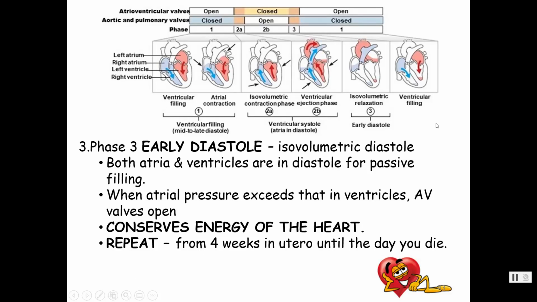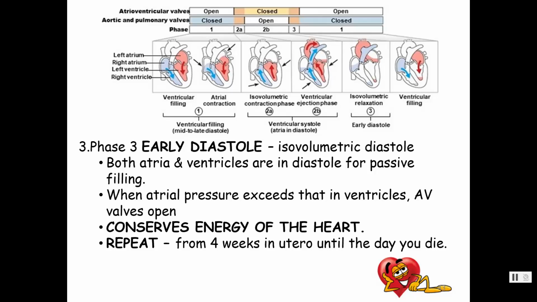This is diastole, so phase 3, early diastole, and I said we had ventricular filling. What this is doing is it's conserving the energy of the heart. The heart at rest normally works about 40% of the time and rests about 60% of the time. And I'm not saying your heart's lazy, because it certainly isn't, but it has to conserve energy.